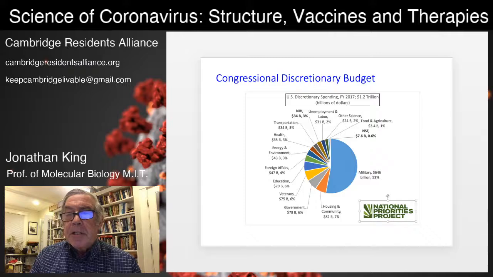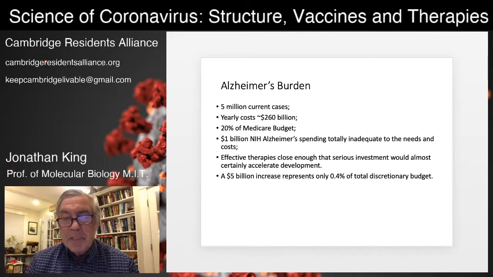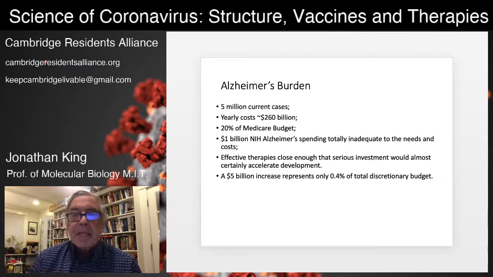How should we compare the security we get from the $700 billion military expenditure and the $34 billion NIH expenditure? Let me give a quick example. I'm coming to the end. Alzheimer's. Most people listening to this slideshow know somebody who's suffering from Alzheimer's. 5 million Americans at present. It costs the healthcare system about $260 billion, about 20% of the Medicare budget, just taking care of those millions of people suffering from Alzheimer's. The best healthcare in the world won't help you right now if you get Alzheimer's.